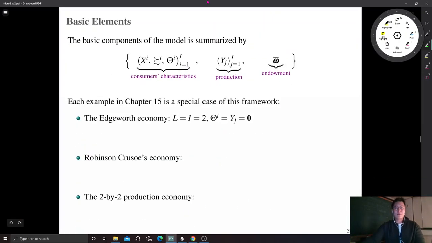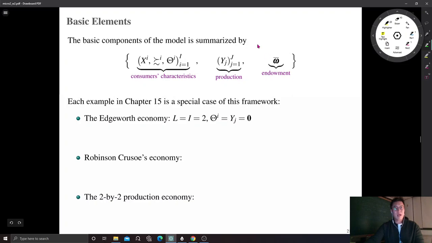So the basic elements can be summarized by these three. On the consumption side, we have a consumption set, the set of bundles that can be chosen by consumers, preference relations, and the firms' ownerships, theta i. And production can be described by just a production set itself. So we have J production sets and total endowment.